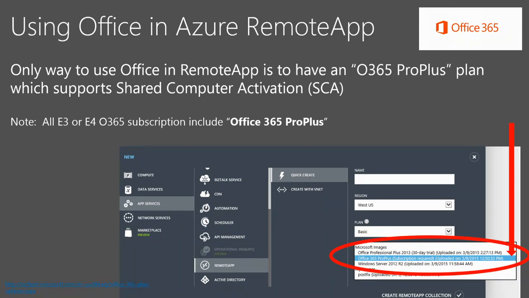When you do their 30-day trial, I would pick the one that says 30-day trial. If you have an O365 Pro Plus, you could pick that one. The cool thing about shared computer activation is that it does not count towards your activations on your O365 subscription. It does not count if you share computer activation with this.